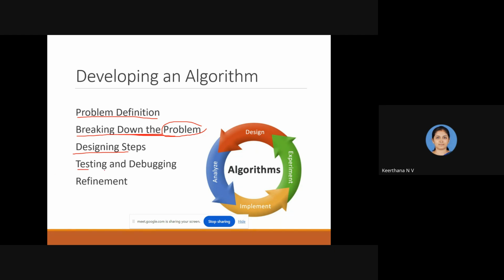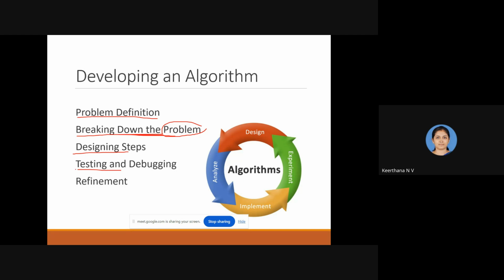So the fourth one is testing and debugging. You have to train your algorithm through testing or debugging. It means checking whether your algorithm is giving the right approach for writing the code. So for that case, you have to test your algorithm. It means that you have to experiment with your algorithm by means of coding.